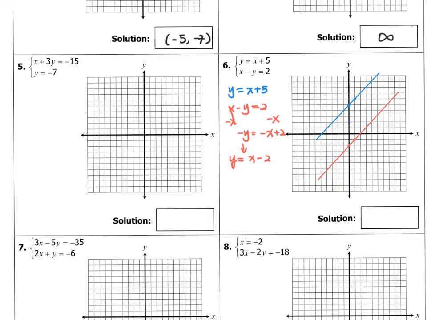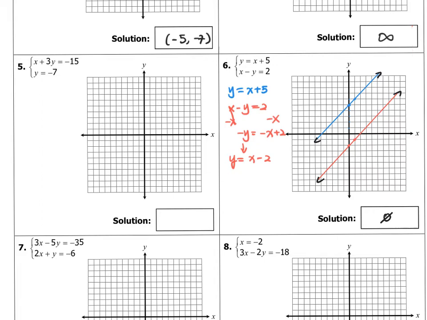Clearly the blue line and the red line, what do we call this? They are parallel to each other. They do not touch each other, so they can keep going on and on. Therefore, there's no solution to this. If they don't intersect, there is no solution.